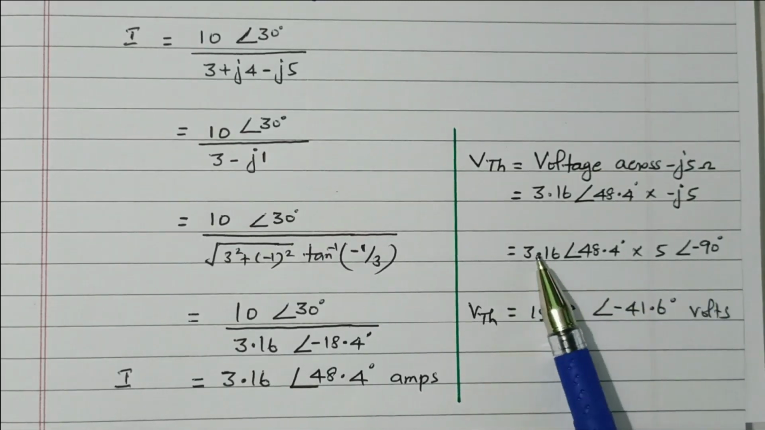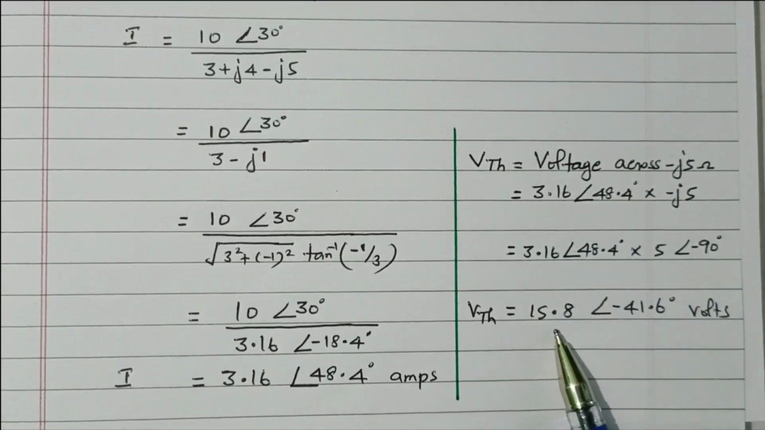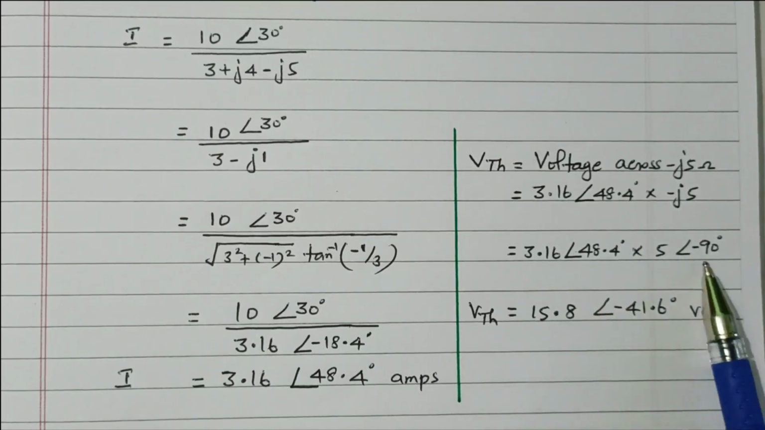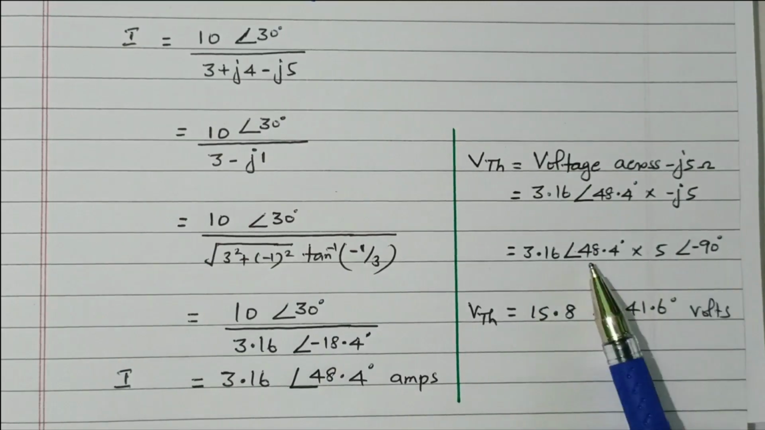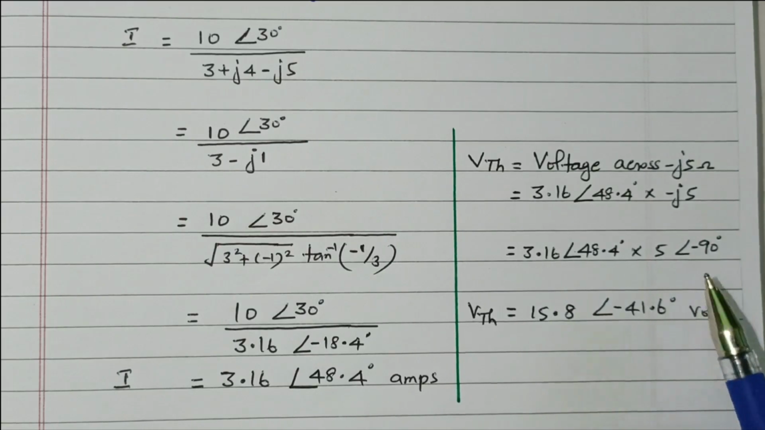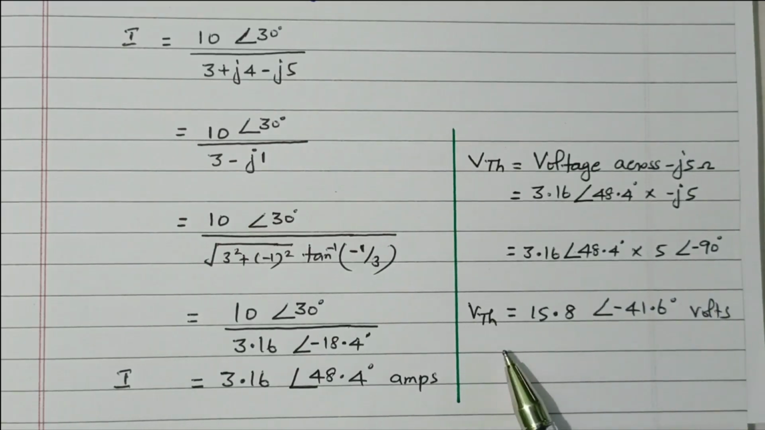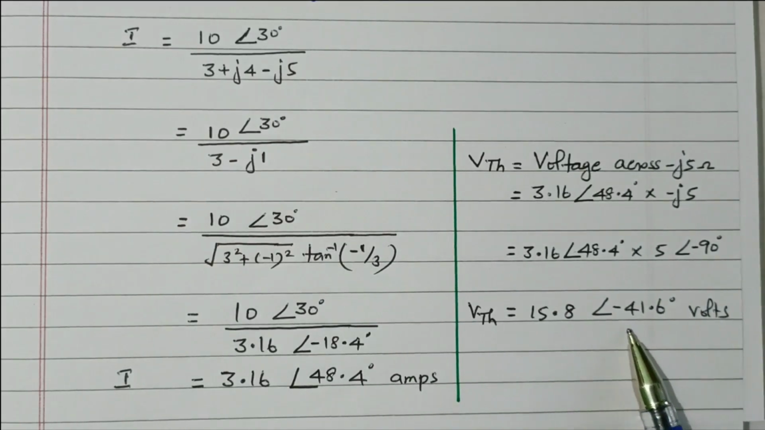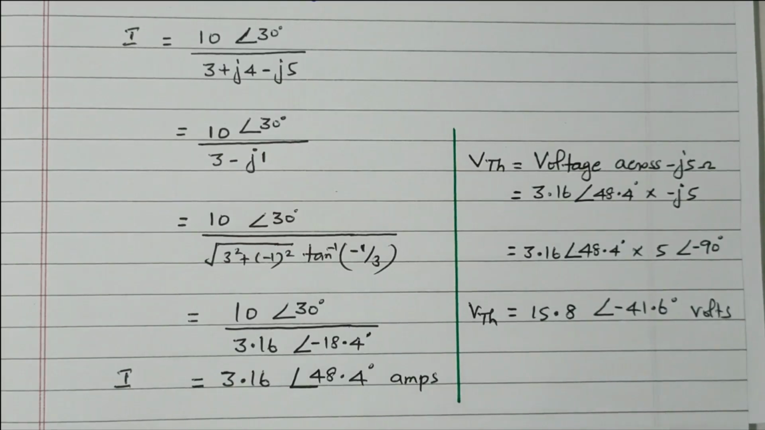Now this is a multiplication, so we need to multiply. 3.16 into 5 is 15.8, so the magnitude is 15.8 volts. The angles are added together: 48.4 plus minus 90 gives minus 41.6 degrees. So the Thevenin voltage magnitude is 15.8 and the angle is minus 41.6 degrees volts. Now we'll go to the Thevenin impedance.